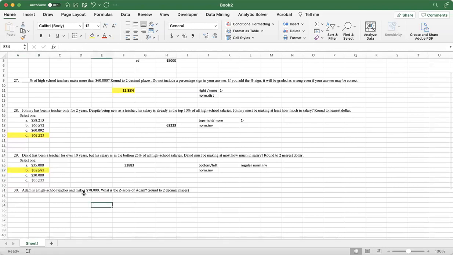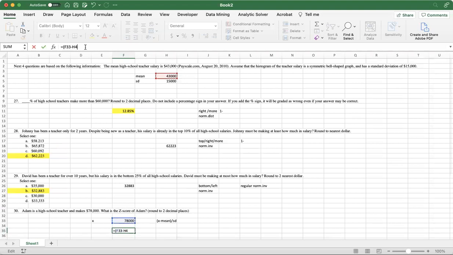It's saying Adam is a high school teacher and makes 78,000. What is the z-score? So hopefully, guys, you remember this formula. The z-score formula is x minus mean divided by standard deviation. So in this case, our x is 78,000, right? It's given to us right here. So make sure you have the parentheses in the right place. So 78,000 minus the mean divided by the standard deviation.